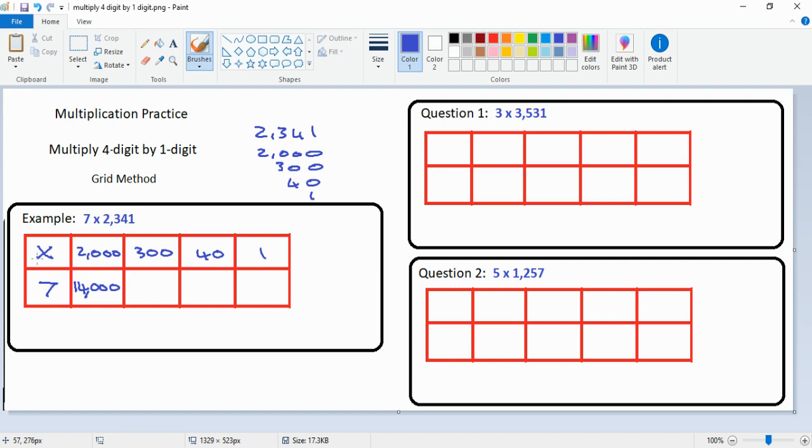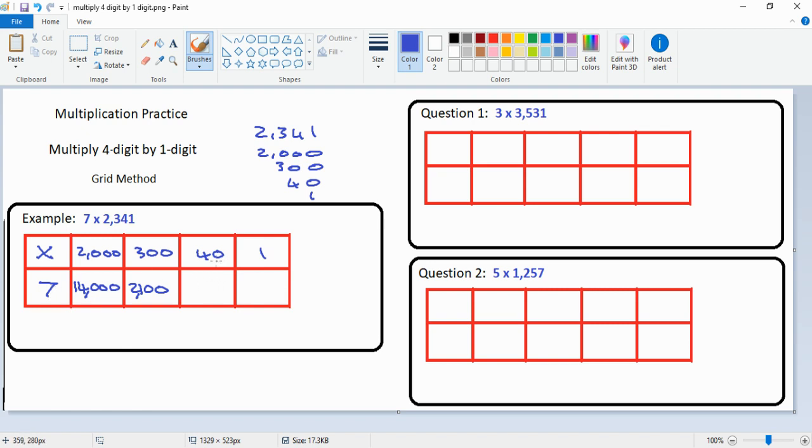Then you multiply 7 times the 300. So when you're multiplying multiples of hundreds, you can pretend the zeros aren't there. 7 times 3 is 21. And you have 2 zeros. Add those back in. And again, between the hundreds and the thousands, you can put a little comma.